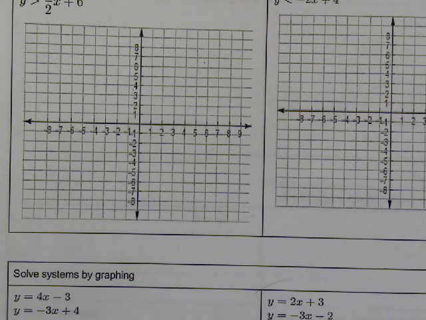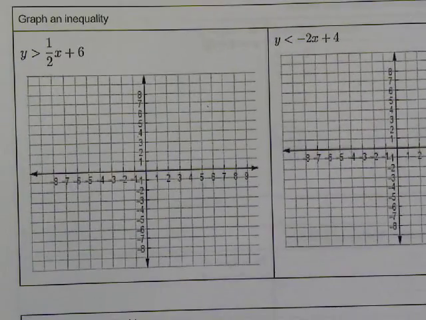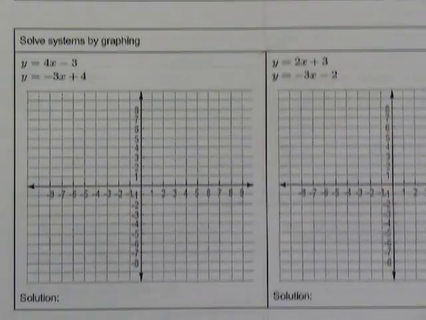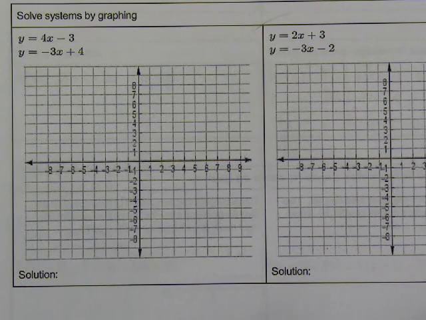The next page has to do with graphing. One is graphing an inequality, and the other is solving a system by graphing. So what we're going to do is the system by graphing first, and then we're going to do the inequality, which is slightly different. When I solve a system by graphing, I'm going to graph the two separate lines, and then all I need to know is where they're crossing.